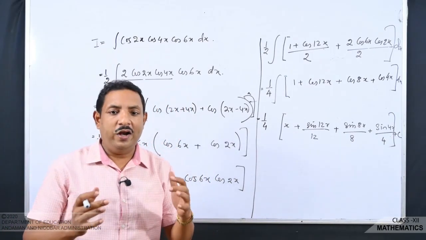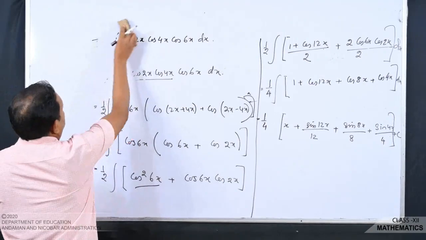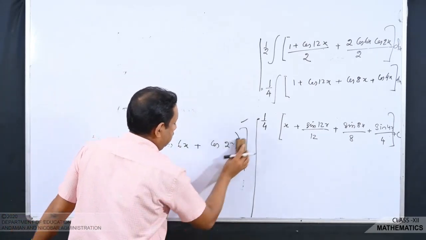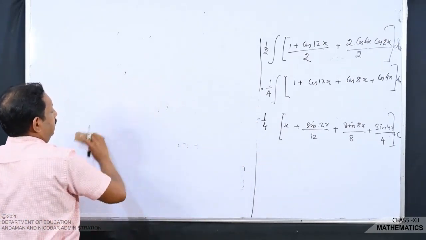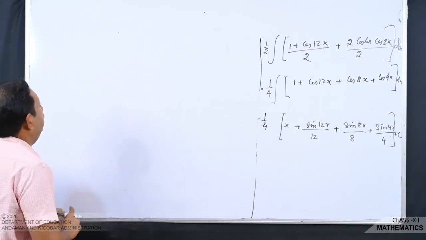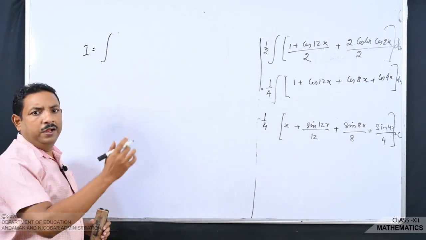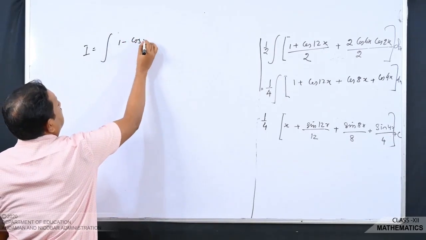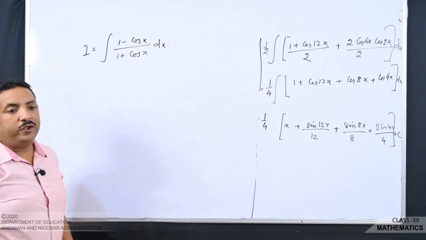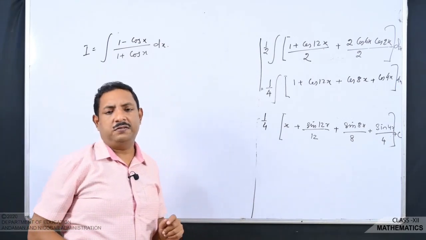Okay, dear students, now let's move to another type of problem. Let's see. Let I equal to integration of (1 minus cos x) divided by (1 plus cos x). This is a very simple one. Simply you can use the trigonometric formula and get your result within a few minutes.